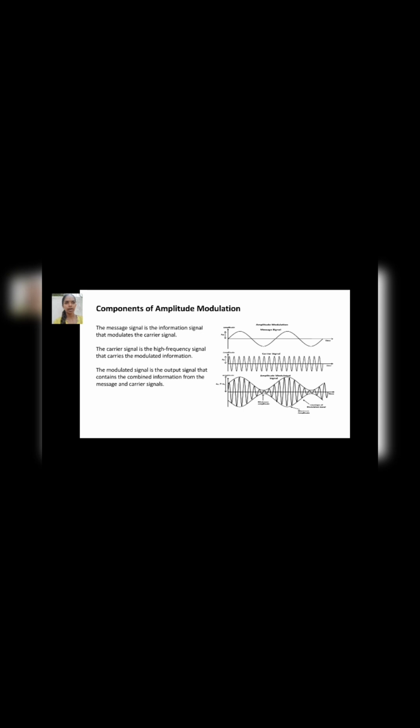And components of amplitude modulation. The message signal is the information signal that modulates the carrier signal. The carrier signal is the high frequency signal that carries the modulated information. The modulated signal is the output signal that contains the combined information from the message and carrier signal. As you observe in the waveforms of the diagram, the first one is the message signal. The second one is the carrier signal, which gets modulated. Here the amplitude gets modulated.